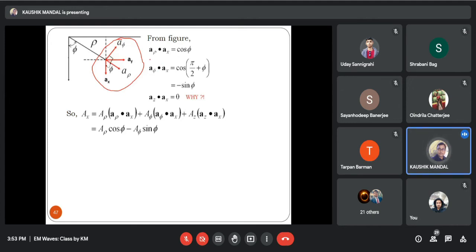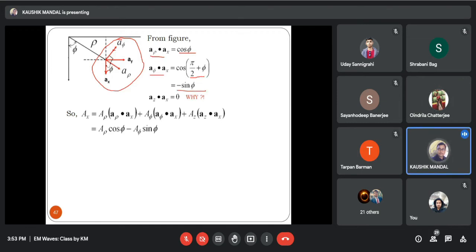So now I think it is the simplest way. Next, simply a rho dot ax. You just consider the angle between a rho and ax. What is the angle between these two? It is phi, only phi. So it becomes cos phi. Next, you have to find out a phi dot ax. First you have to identify a phi. This is your a phi, and this is your ax. The angle between a phi and ax is pi by 2 plus phi. So it becomes cos of (pi by 2 plus phi), that is cos of (90 degrees plus phi).